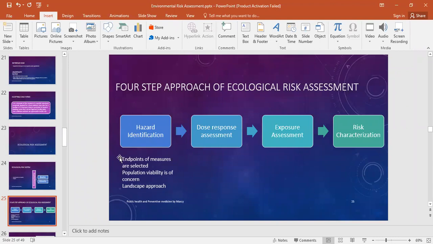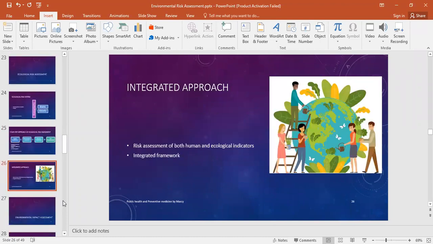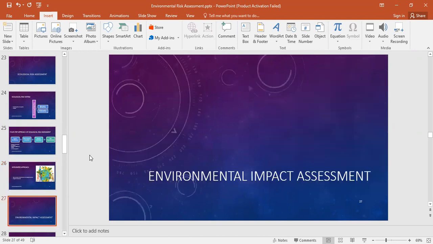In ecological risk assessment, the endpoints of measure are selected. Population viability is of concern. The main concern is population viability and the landscape approach. In the integrated approach, risk assessment of both human and ecological indicators is done. When done, we can say that an integrated approach is used for environmental risk assessment.